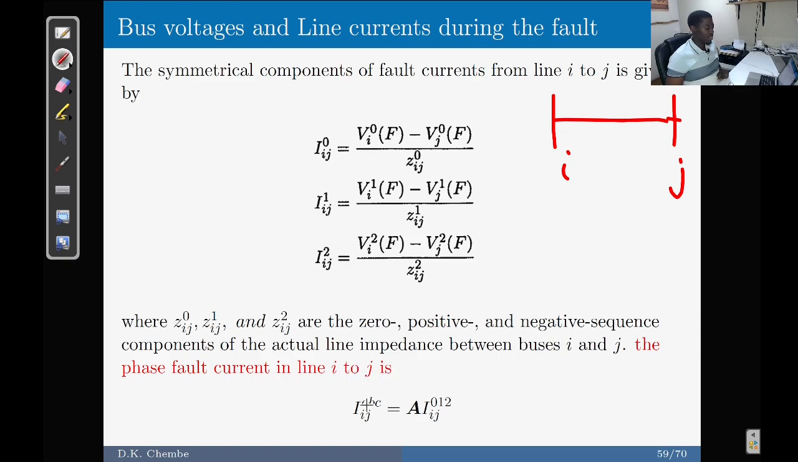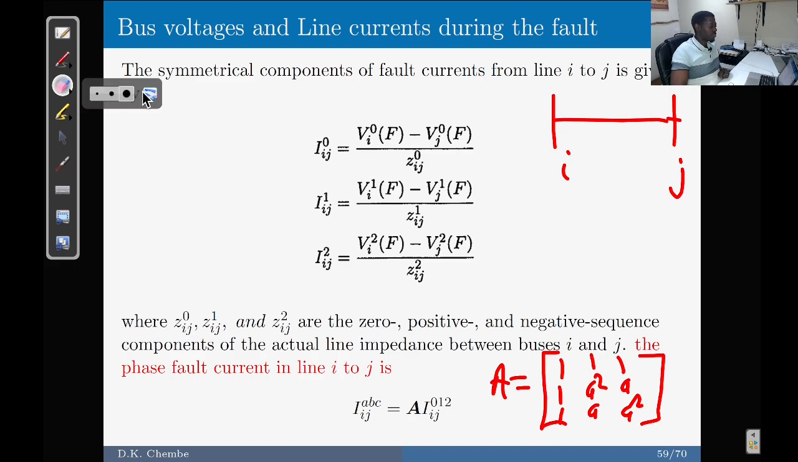And the fault currents from I and J, in terms of the phase fault currents, you can find them as IJ ABC to be equal to A, IJ, where A is, as I already told you, A squared, A. And that is how we solve.